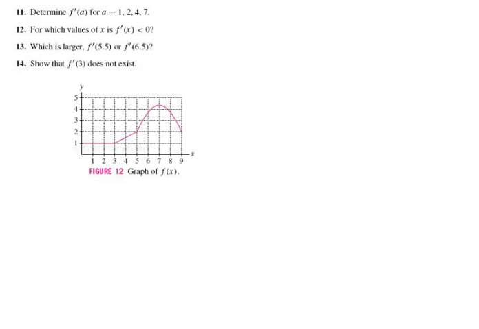Okay, on 3-1, I'm just going to run through number 11 through 14. It says determine f prime at a for a equals 1, 2, 4, and 7. Remember, f prime at 1 means what's the slope of the tangent line at 1? If you look at 1, you have a horizontal line as your function. The slope of a horizontal line is 0, so the slope of the tangent line is going to be 0 there. F prime at 2 is also, the function is horizontal there, which means it will have a slope of 0.